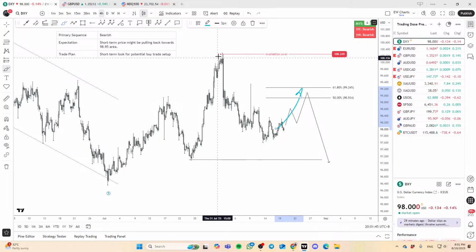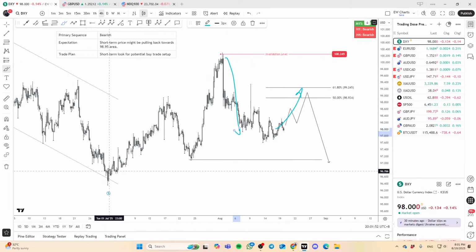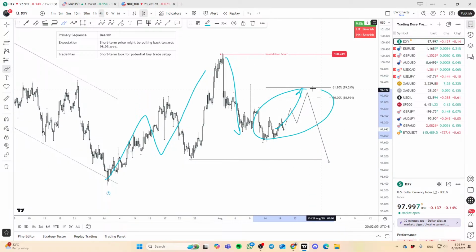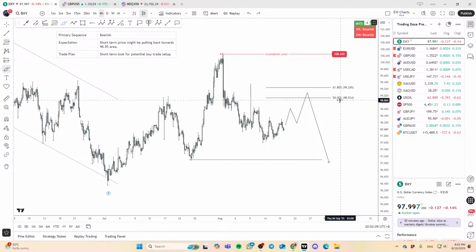We had this nice little impulsive drop just last week, and prior to that you can see we have the 1, 2, 3, so a 3-wave completion, and then we're expecting a significant pullback. So we did get an impulsive drop, and this week we are anticipating some sort of corrective pullback towards the key area between the 50 and 618, which will be around the 98.90 to 99.25 zone.